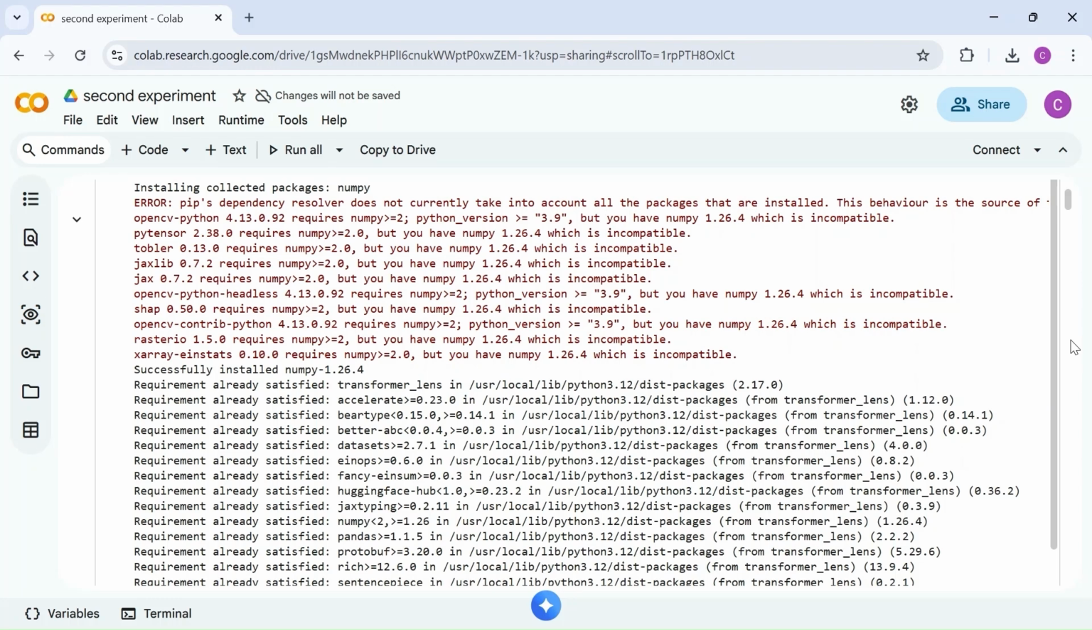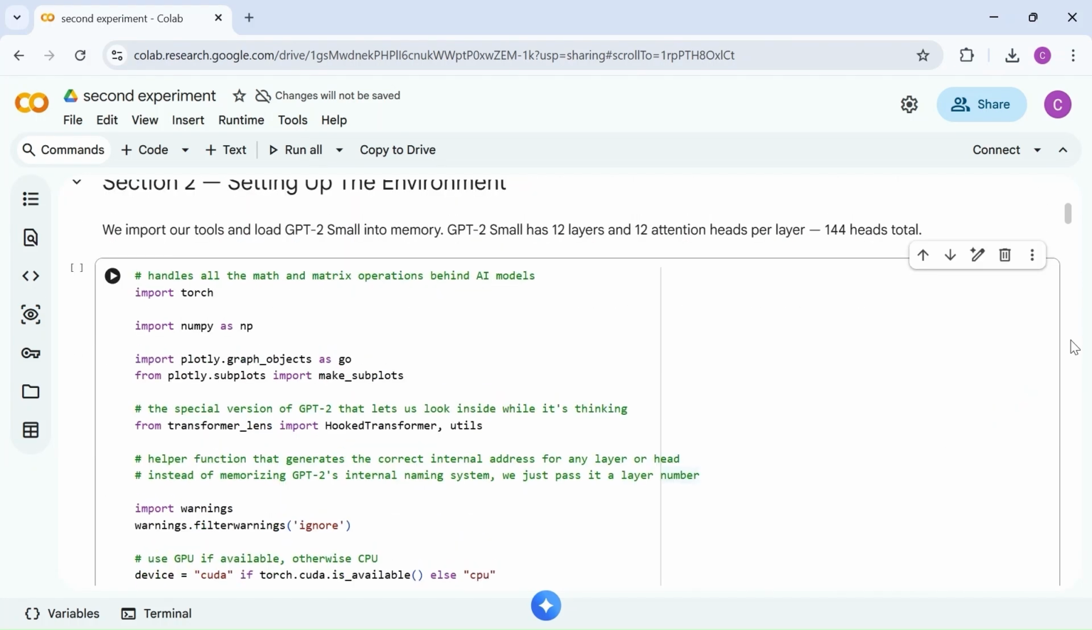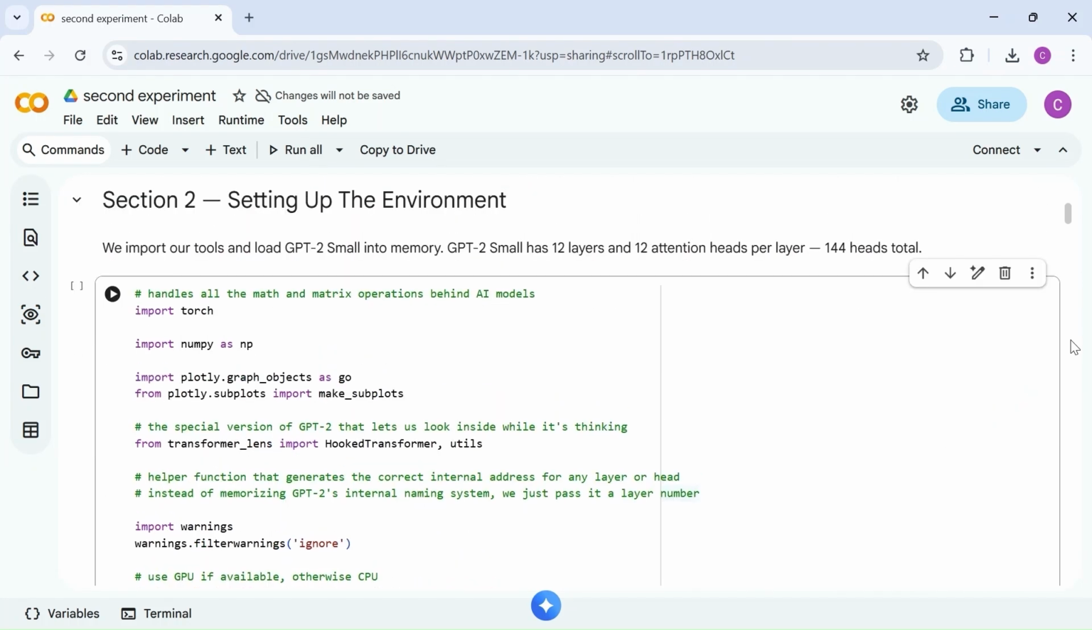Let's move on to section 2. Section 2 is setting up the environment. Here we load the model using something called a hook transformer. A hook transformer allows us to insert hooks. A hook lets us pause the model in the middle of its computation and modify what a specific part of the network is doing. Think of it like freezing time during brain surgery so we can carefully adjust one component.